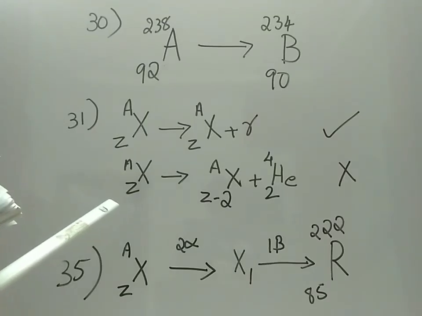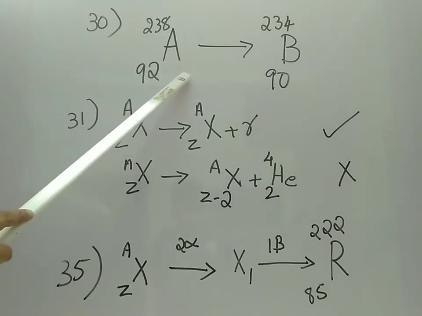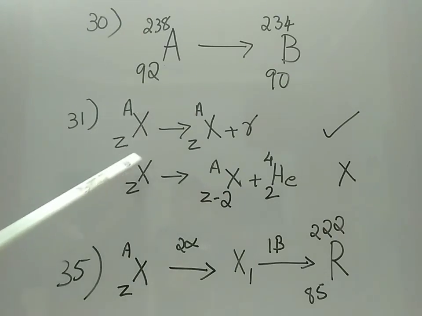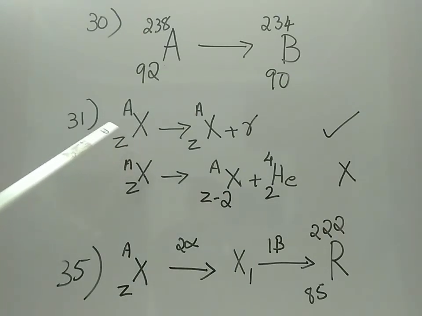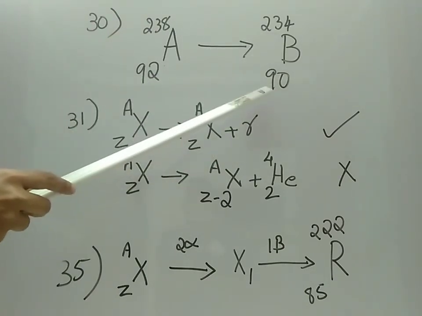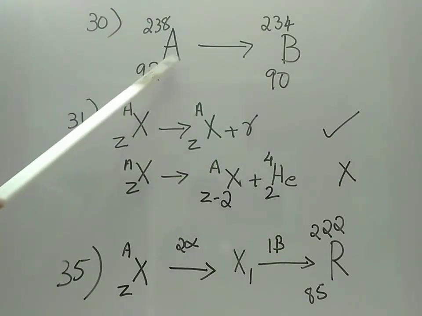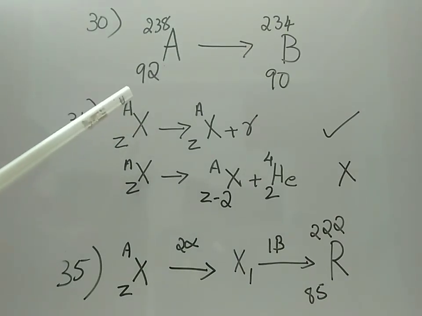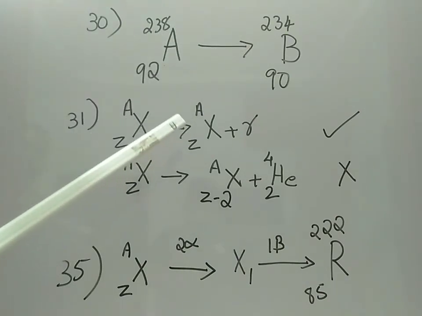Next question, number 30. A certain nucleus A, with mass number 238 and atomic number 92, is radioactive and becomes a nucleus B of mass number 234 and atomic number 90. So both the parent and the child nucleus have their atomic number and mass number given. The question is, name the particle emitted.